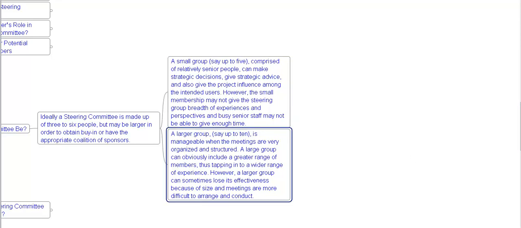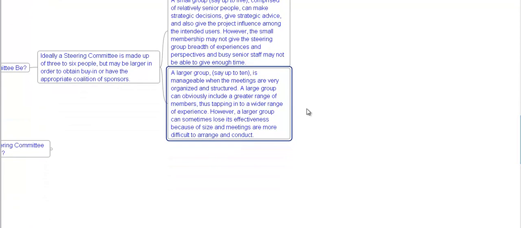A large group, say up to 10, is manageable when the meeting is very organized and structured. A large group can obviously include a greater range of members, thus tapping into a wider range of experience. However, a large group can sometimes lose its effectiveness because of size, and meetings are more difficult to arrange and conduct.